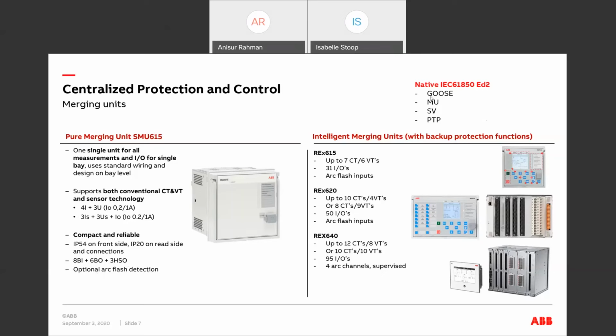I put here 4 points: all these ABB Relion series protection relays come with native IEC 61850 edition 2. What does it mean? It means that whether you are asking or not, you are getting all these 4 almost free. That means the GOOSE communication, the merging unit, the sample value, and the PTP time synchronization. So all these 4 are almost free of cost.